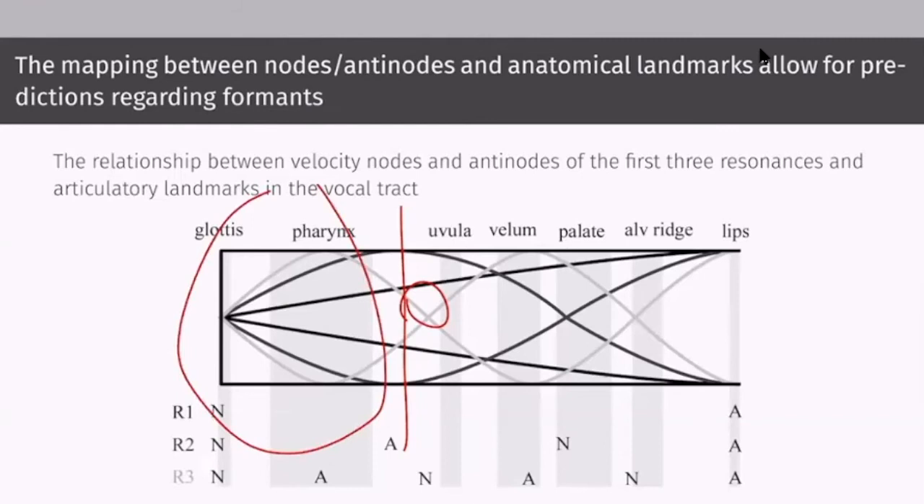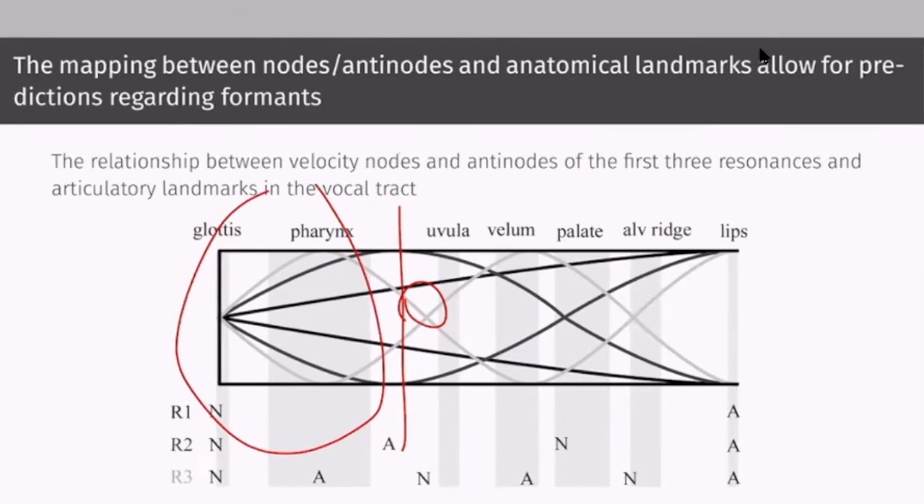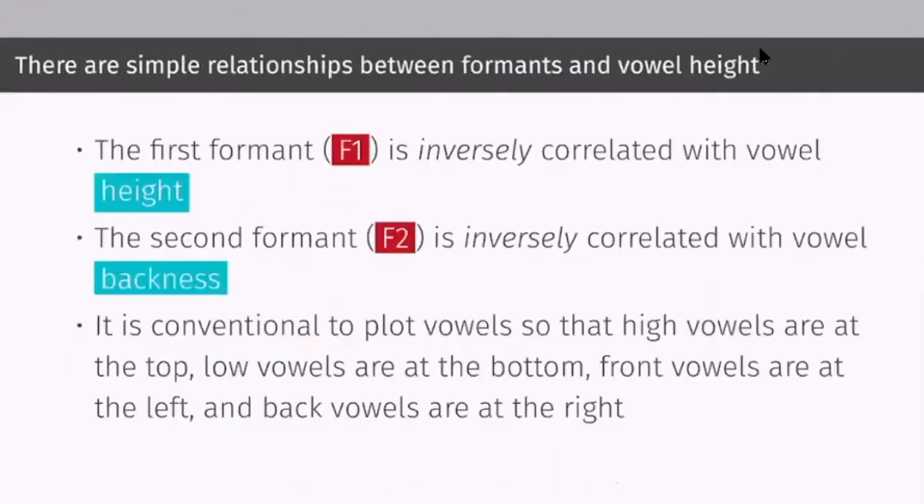It's this node. So you're expanding the vocal tract, and so you have an expansion near a node. The second formant is inversely correlated with vowel backness. So this, again, has to do with moving your tongue around relative to nodes and antinodes. Conventionally, when we plot vowels, as you will do when you plot your vowels, you do it so that the high vowels are at the top, low vowels are at the bottom. That makes sense. High, low. Front vowels are at the left, and back vowels are at the right.